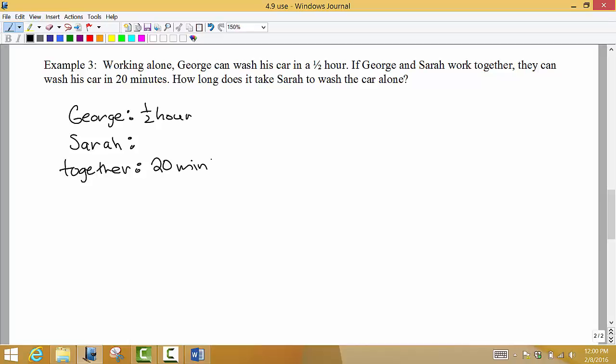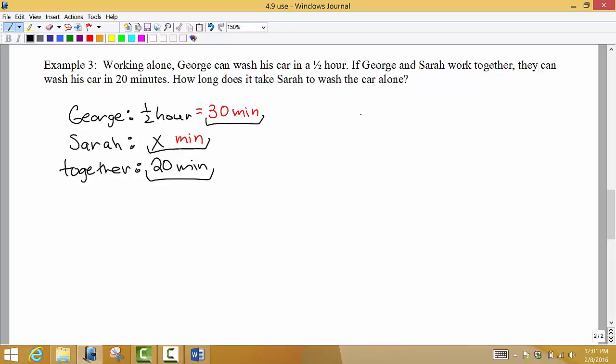How long does it take Sarah to wash the car alone? So that's what we don't know. That's what I'm going to call x. Now, we don't know if it's hours or minutes. We need to change it to be all in terms of either hours or minutes. I'm going to go ahead and change half an hour into what it represents in minutes. Half an hour is 30 minutes. Okay, so we're going to change everything to be in terms of minutes. So x represents how many minutes it takes for Sarah to work alone.